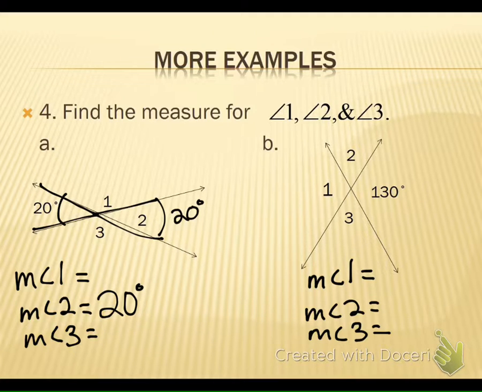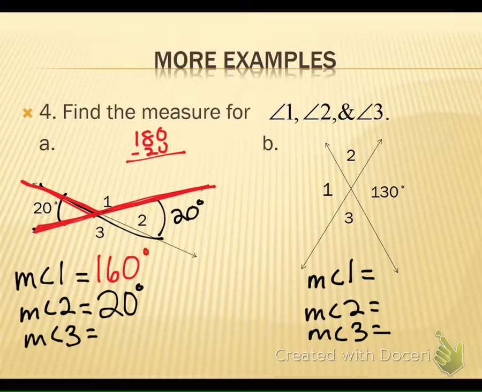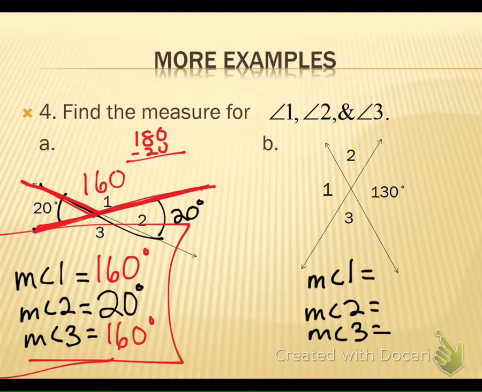Now, these two, the 20-degree angle and angle 1, make what kind of pair? They're a linear pair. See how they make a line? When I put them together, I have a line. So they should add to what? 180. So if I do 180 minus 20, I have 160. Good. Now, if this is 160, what's angle 3? Also 160 because they're a pair of vertical angles.